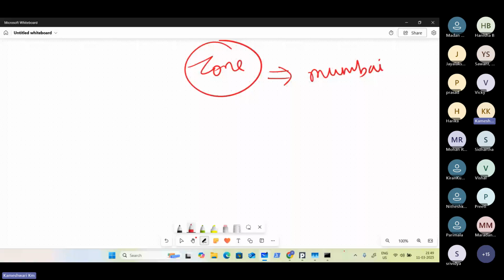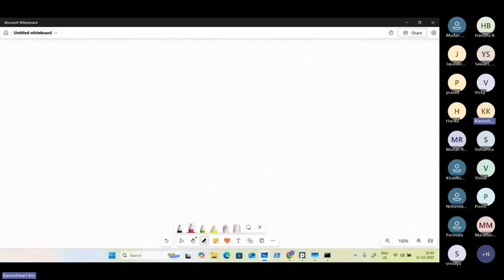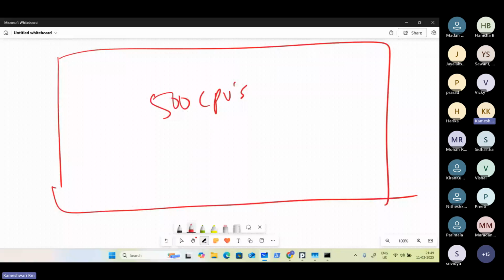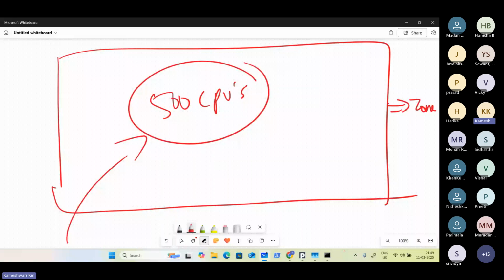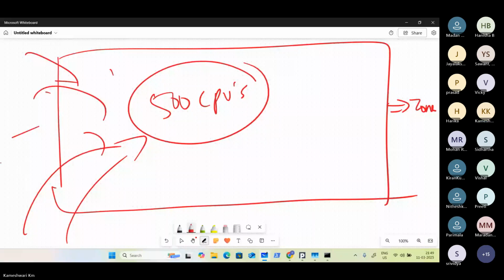Basically, let's say there is a building in Mumbai, and in that building they have kept 500 CPUs. That is actually the zone, nothing else. And these 500 CPUs are what users have rented, let's say 100 or 300 users. So for this zone, let's say no other users are using it, only I am using it. Can I get 1000 CPUs?